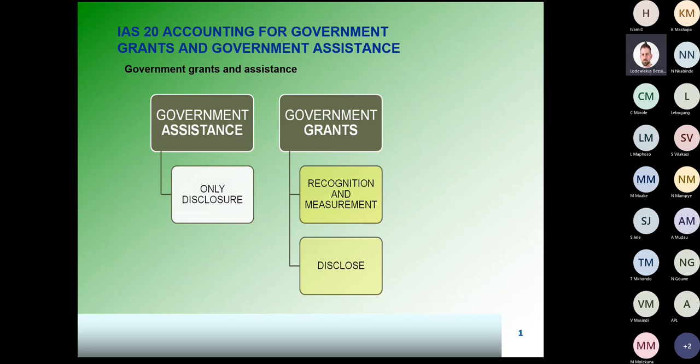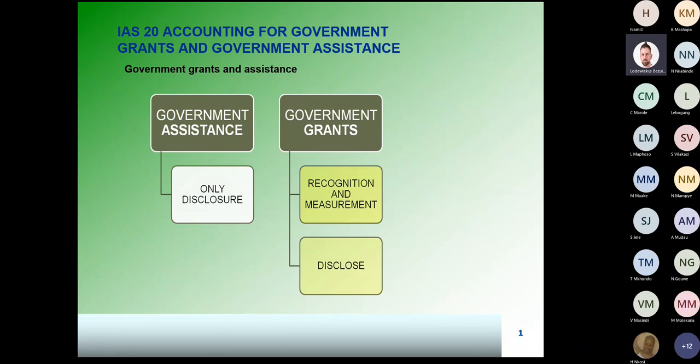All right, so the basic government grant accounting statement gives us government assistance, and then we have government grants. Right, so government assistance, we only disclose in the financial statements. So there's no calculations or anything. So we just say government provided us with some assistance. We'll look at what government assistance is just now. So there's no calculations, it's only disclosure.